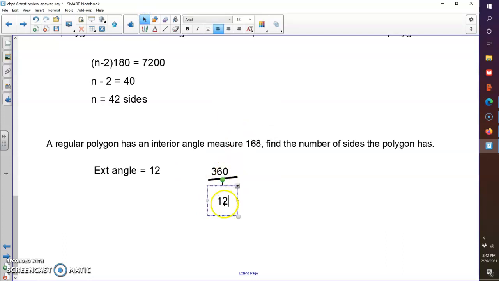So 360 divided by 12, well, we're going to get 30. So therefore, exterior angle is 12, and I have 30 sides for this figure if I'm given interior angle measure as 168.